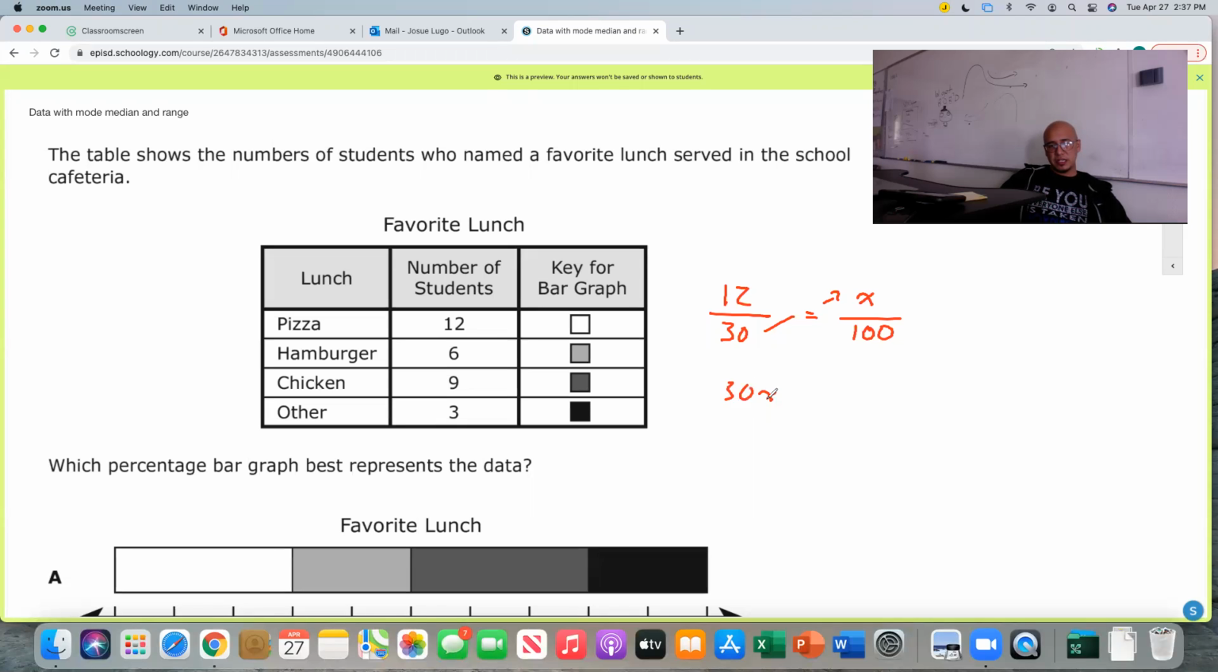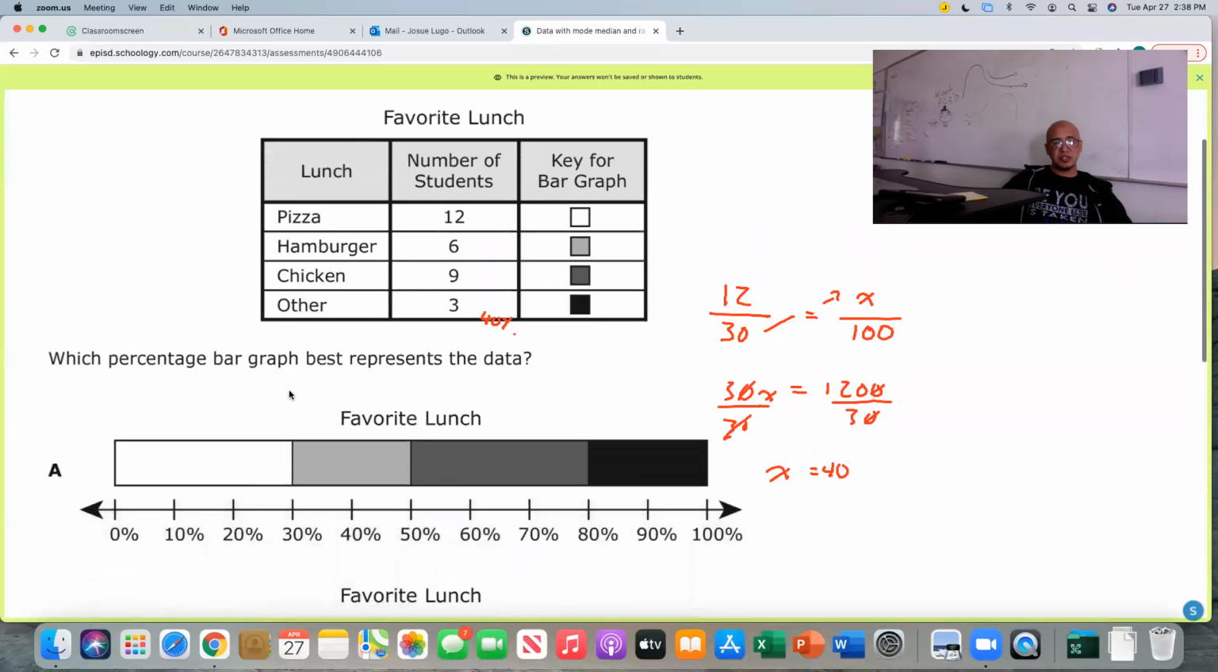30x is equal to 1,200 because 12 times 100 is 1,200. Let's isolate the variable. Whatever I do to one side, I do to the other. So x would be equal to 40. That means that pizza is 40%. Pizza is 40%.